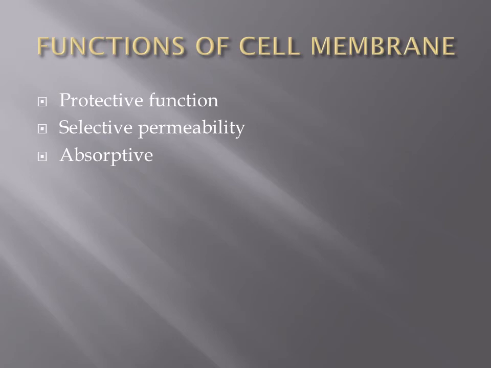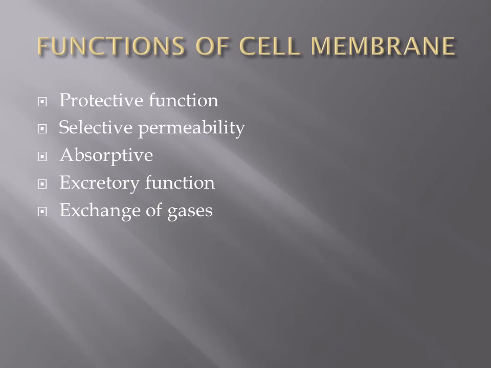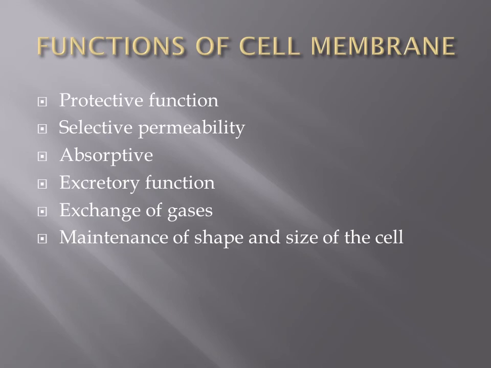Nutrients are absorbed into the cell through the cell membrane. It also has excretory function. Metabolites and other waste products from the cell are excreted out through the membrane. The fifth function is exchange of gases. Oxygen enters the cell from the blood and carbon dioxide leaves the cell and enters the blood through the cell membrane. And the last function is maintenance of shape and size of the cell. Cell membrane is responsible for the maintenance of shape and size of the cell.